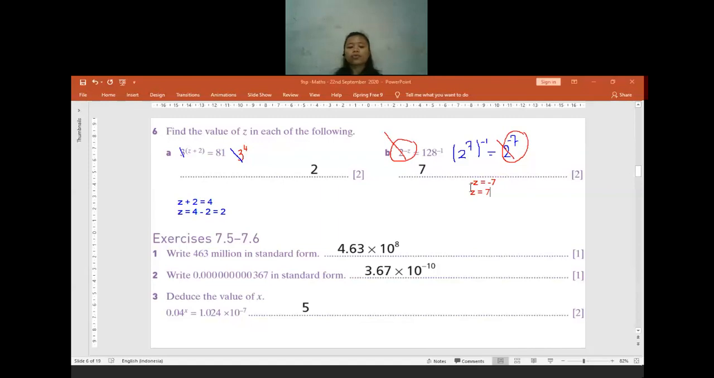We have 463 million in standard form. Million means it has 6 zeros. So later on, you can directly write it as 463 times 10 to the power of 6. But this is not in the standard form yet. That's why it will become 4.63 times 10 to the power of 8. When the decimal point moves to the left, the index will increase because it's moving 2 times, so the power of 10 will be increased by 2.